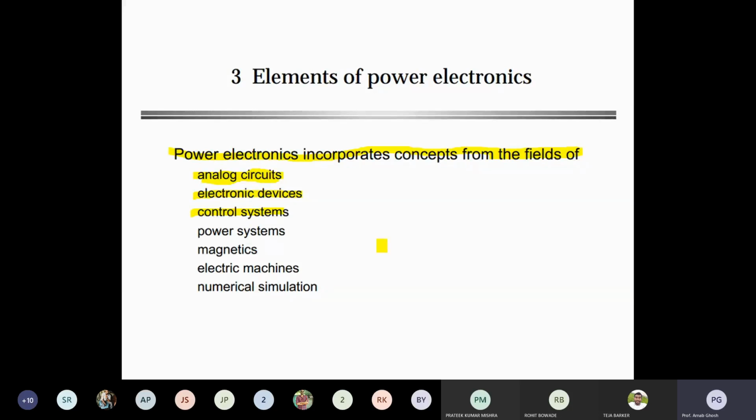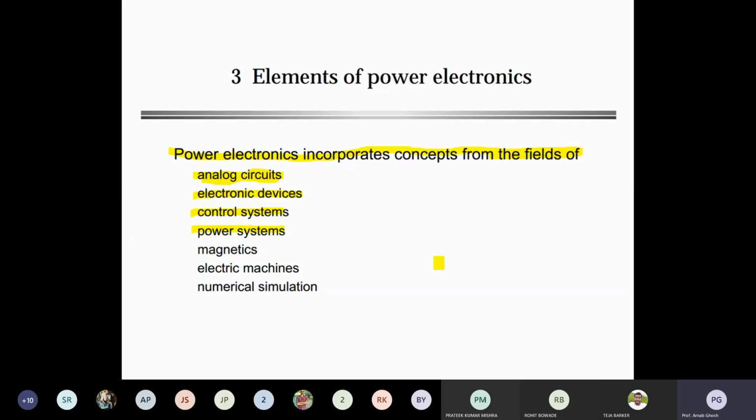Right now there are FPGA based microcontrollers and lots of complicated supplies. IPM means intelligent power module. In all these cases it has its own deciding factor, so how it will work by itself depends upon your control system. This is another most important thing. Then the power system: why is the power system important right now?